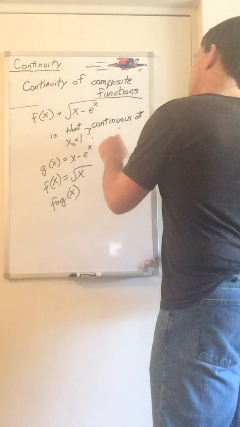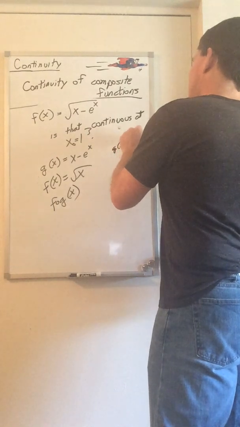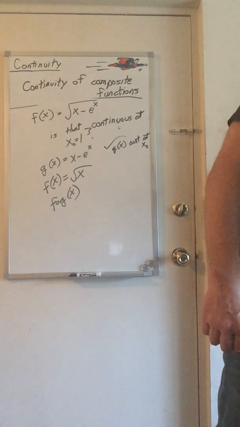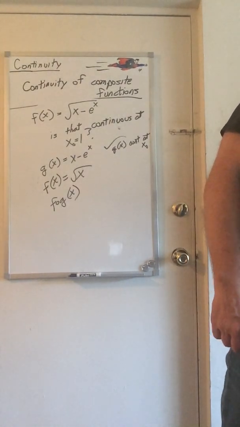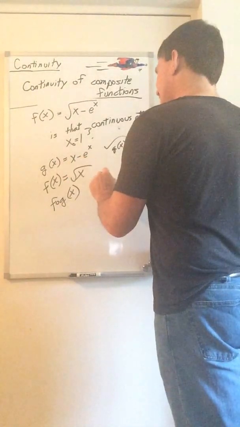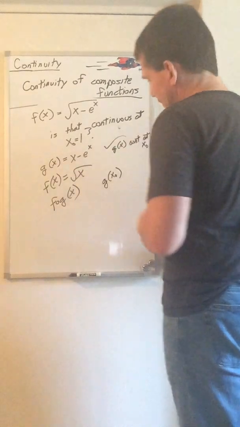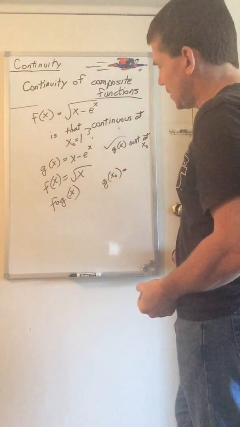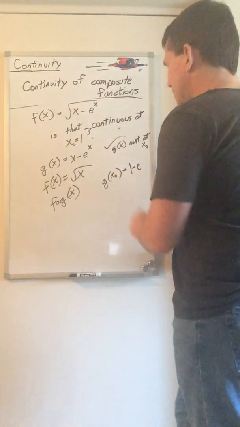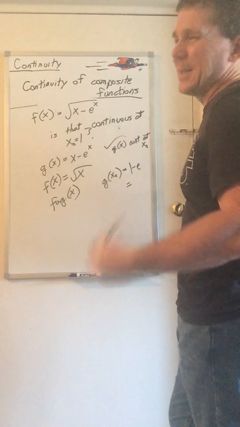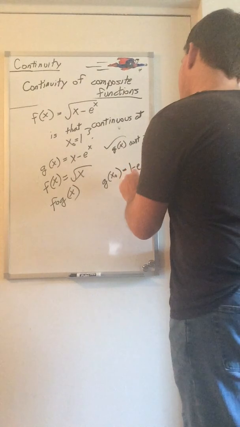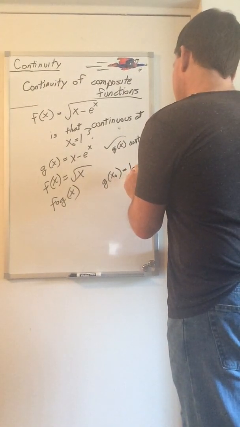So g of x is continuous at x sub 0. Put a check there. F is defined on an interval containing g of x sub 0. Well, let's see. G of x sub 0 is equal to, well, let's see. If I plug in 1, I get 1 minus e to the 1, which is 1 minus e. Those of you with calculators can throw this in to get an approximation if you want. E is about 2.7, so 1 minus 2.7 is minus 1.7.